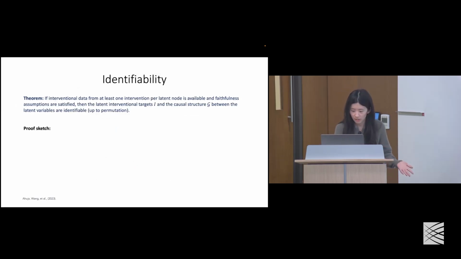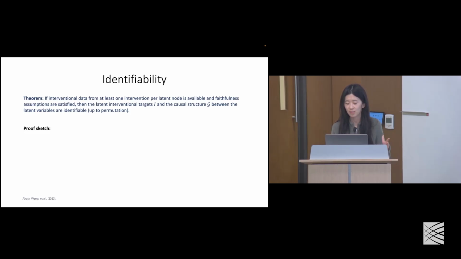So I'll just directly go into the identifiability result. I just put out some proof sketch in case anyone in the audience is interested. The theorem itself basically says that if the interventional data from at least one intervention per latent node is available, and I have some faithfulness assumption, then I can identify uniquely the latent interventional targets and also the causal graph between the interventional targets, up to trivial transformations like permutations.